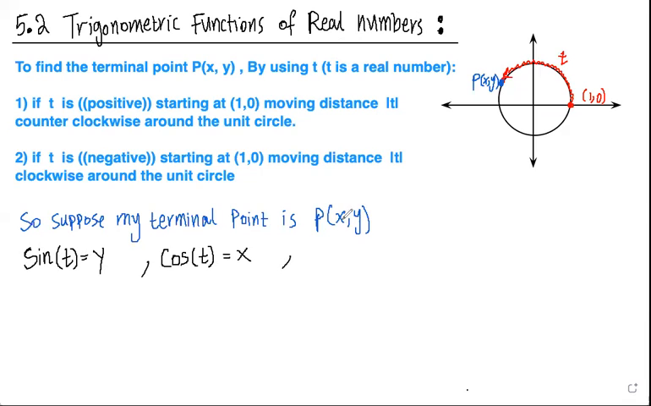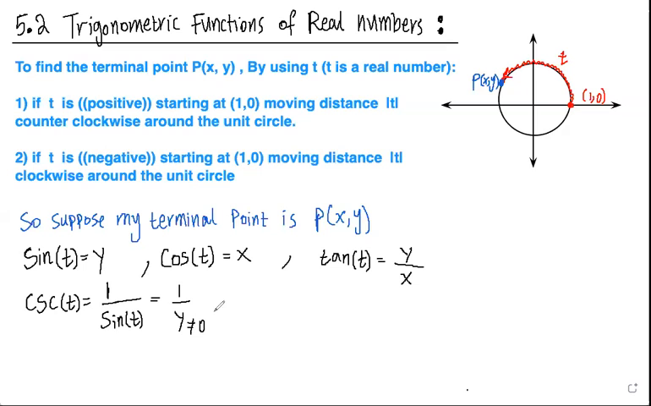This is my cosine. Tan of t is equal to y over x. Now we have cosecant of t. Cosecant is the reciprocal of sine, 1 over sine of t, and this is equal to 1 over y, and y is not equal to 0.